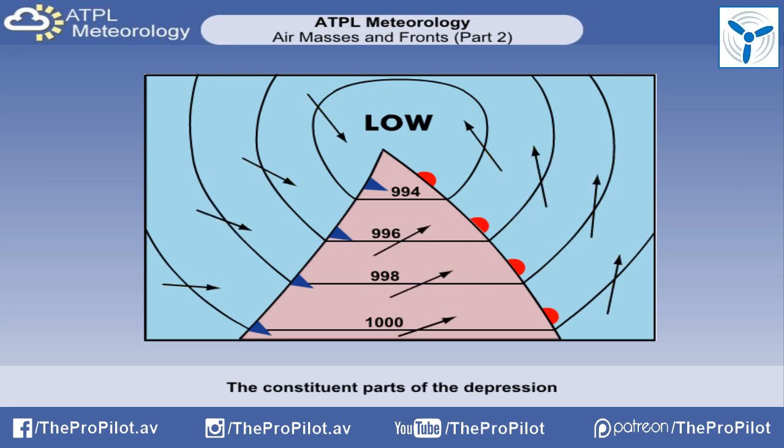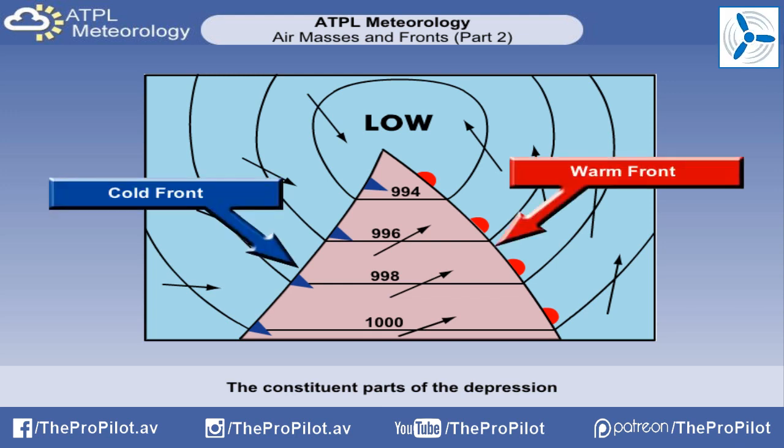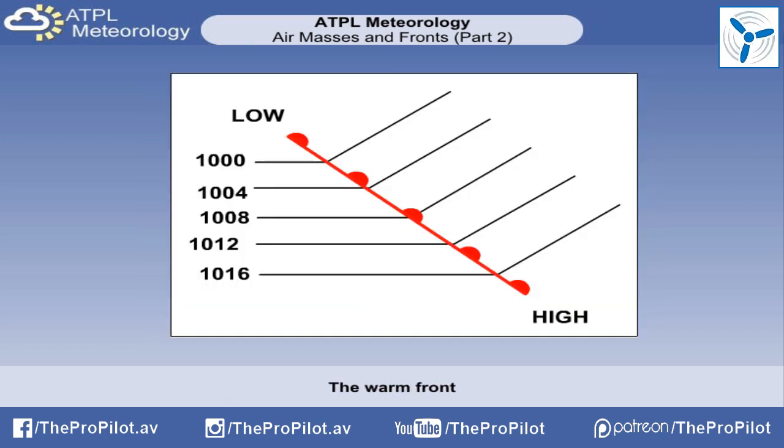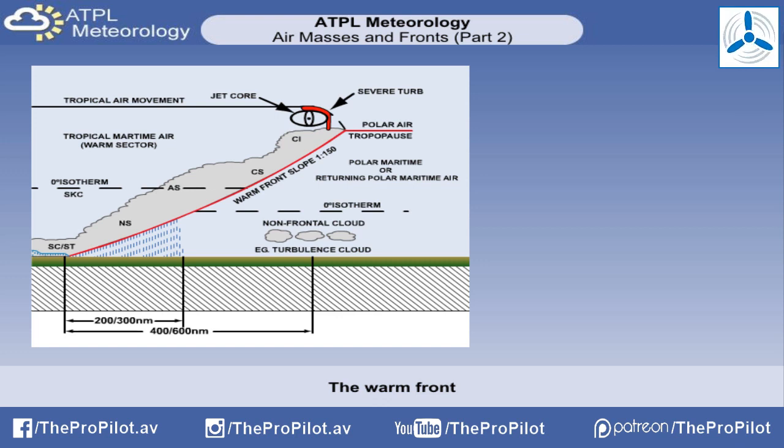At this stage we have what is known as a warm sector depression, with a warm front, a cold front and a warm sector. Let's look at these constituent parts in a bit more detail. The warm front. If warm air is replacing cold air, then we call it a warm front. The slope of a typical warm front is 1 in 150. Here's a side view showing the main areas of cloud associated with such a front. This is the sequence of cloud that an observer on the ground would see if the front was approaching.